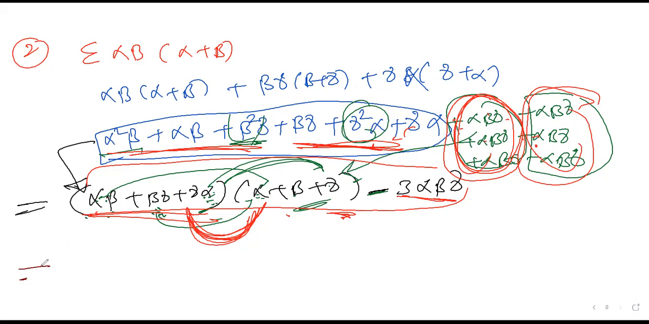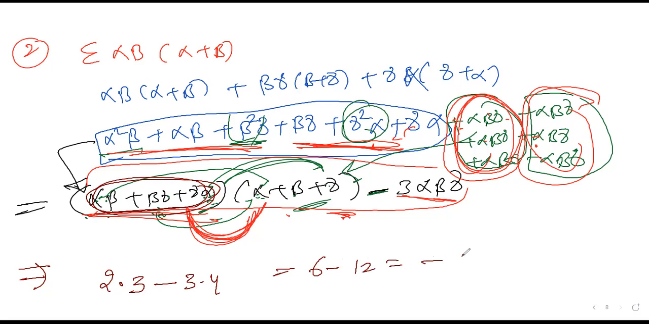Next I'll go to this. Just show this, what can I write? S2. What is the S2 value here in the given question? 2. Next S1, 3. 3 times S3 means what? 4. What is the answer? 6 minus 12. The answer is minus 6. Okay, clear.